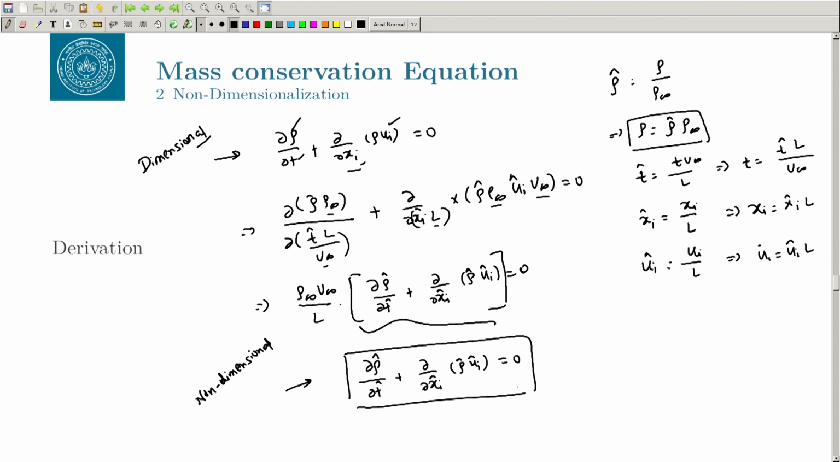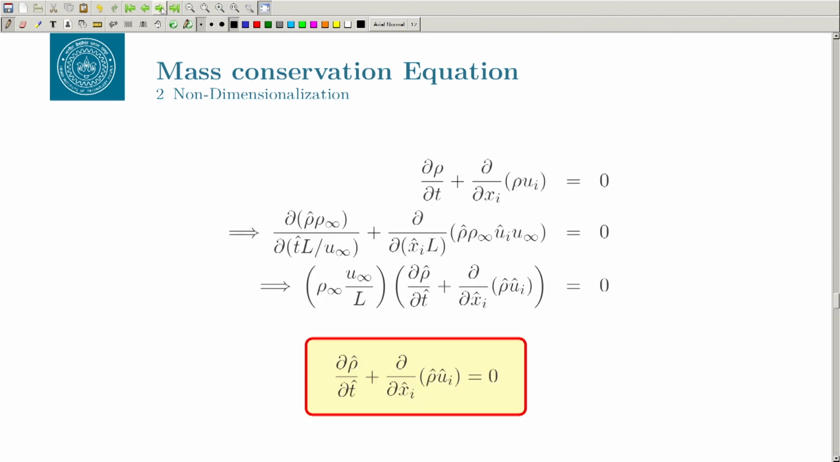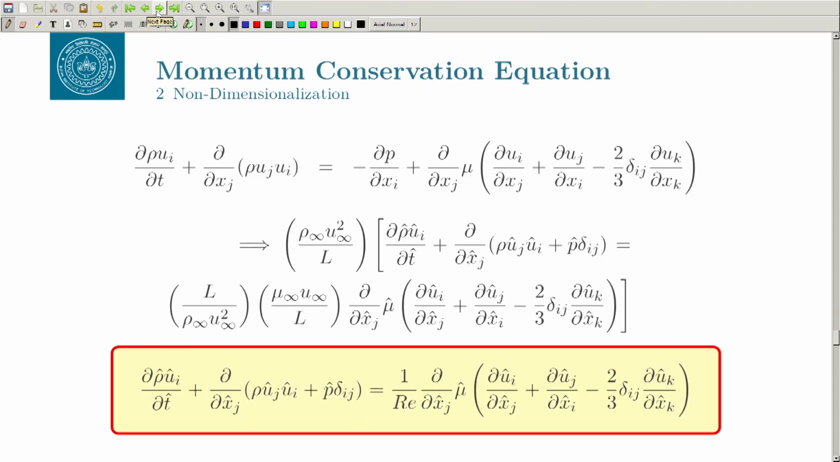Right. So, here everything is unitless, but both equations look very similar. If you just remove the hat in the non-dimensional equation, it will look like your dimensional equation, right. So, there is no change in the nature of the equation between the dimensional and non-dimensional equation. But you will have changes when you go to the momentum and the energy conservation, right. So, this is what we have just derived.